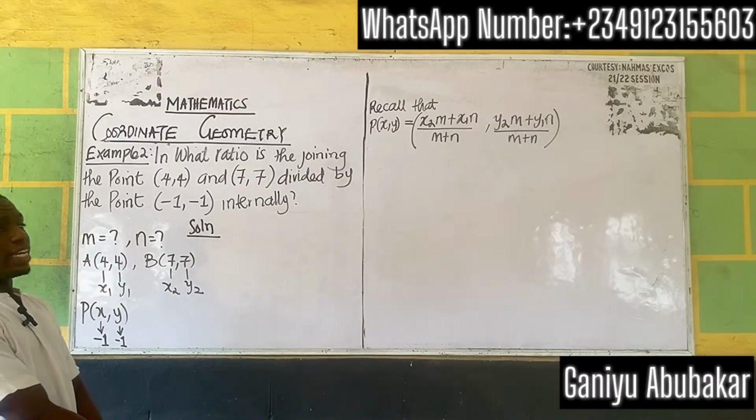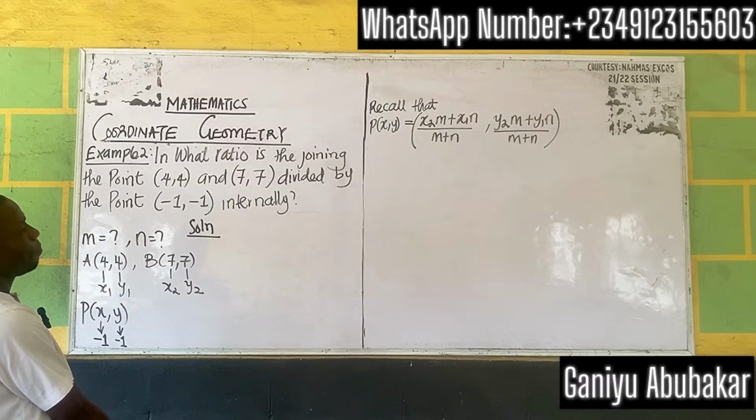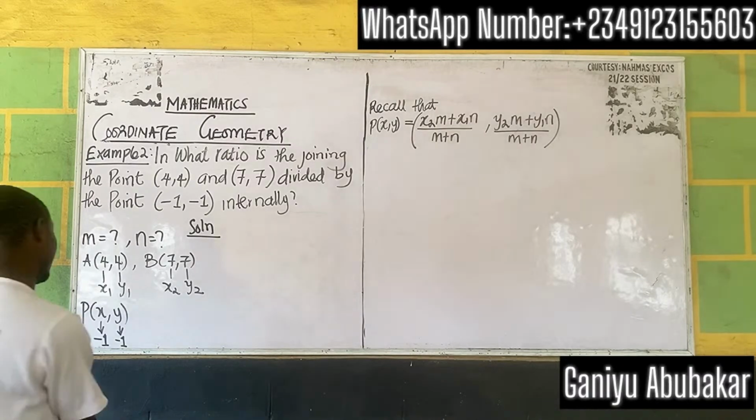For external is negative, for internal is positive. So I'm very positive here. So let's put in values and see what we get. So I look for m and n in this case.